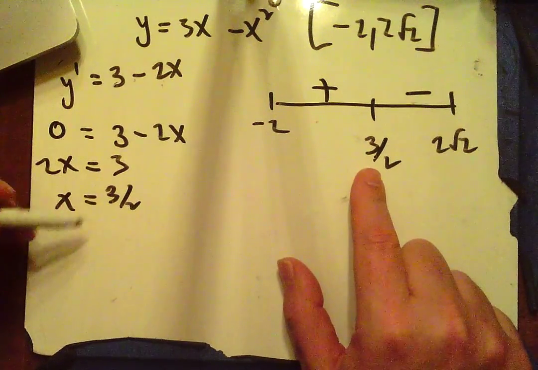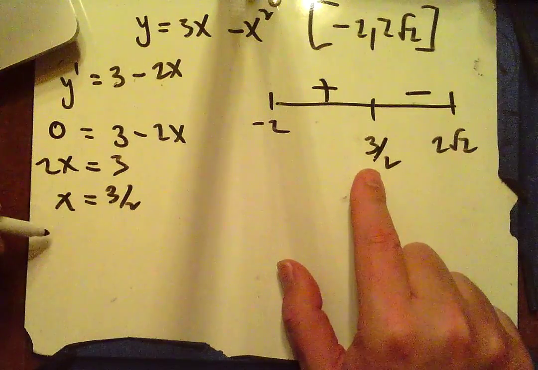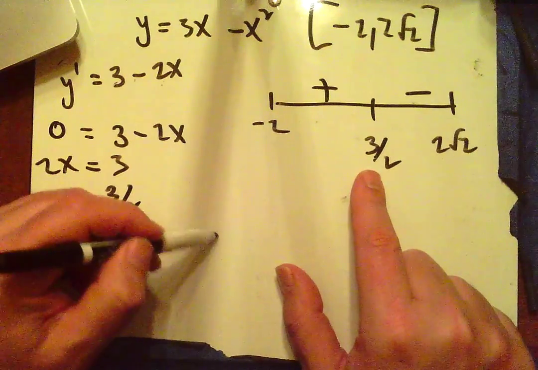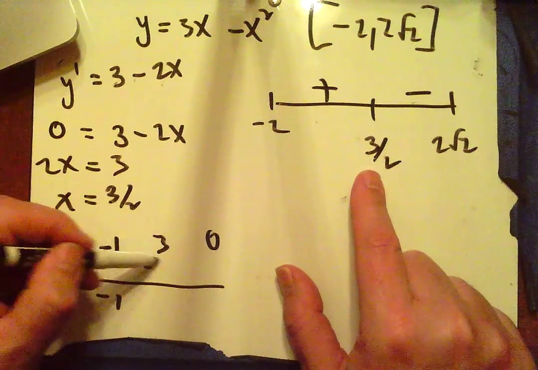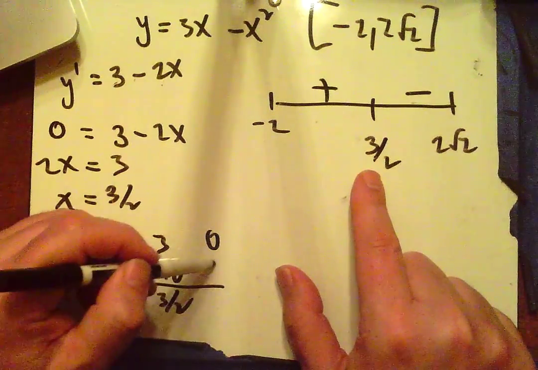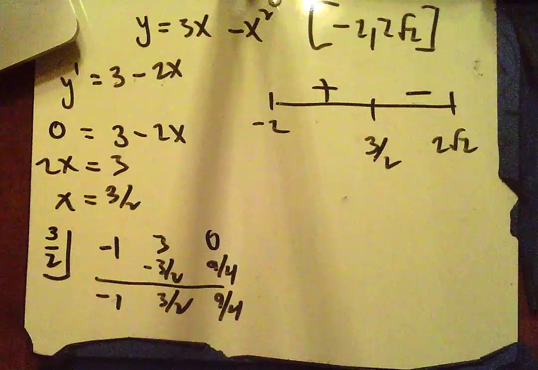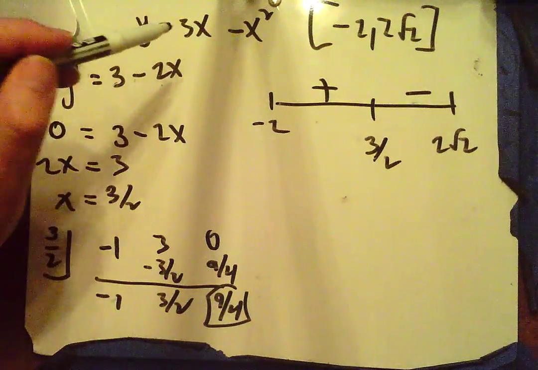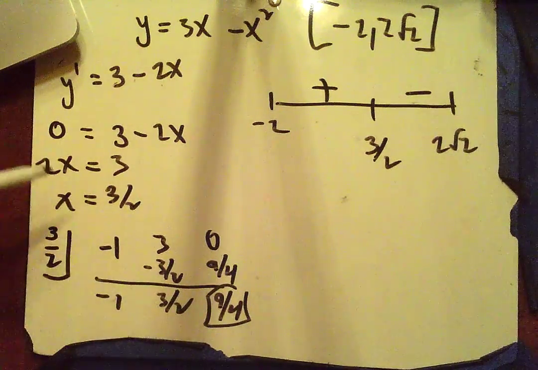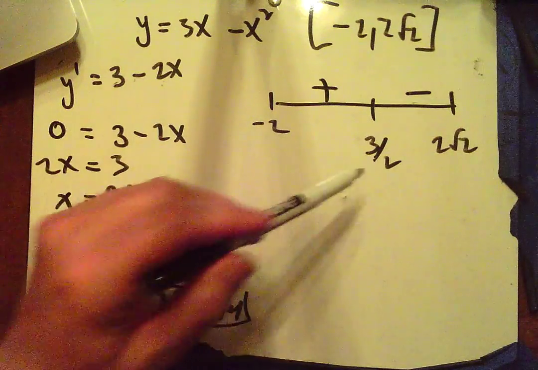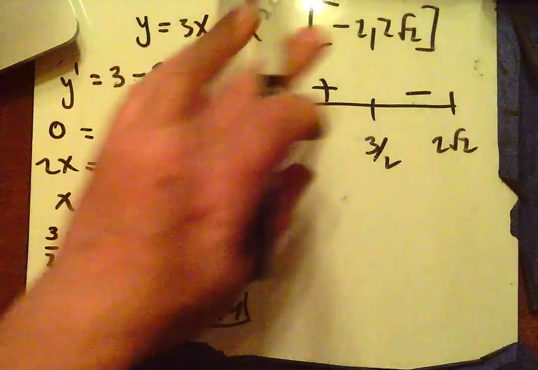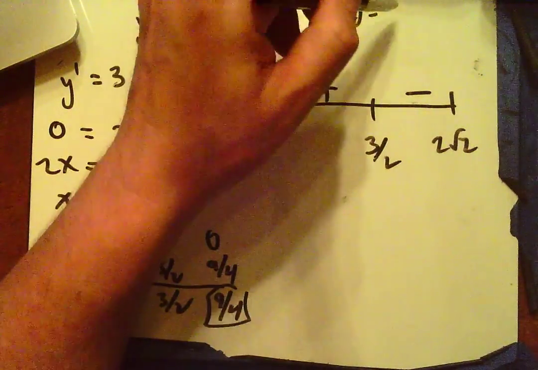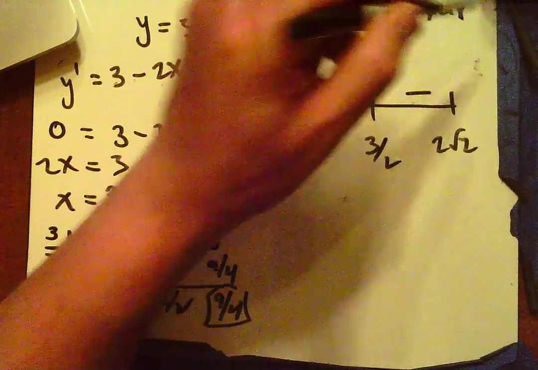What's the value of that max? Well, you know what I'm going to do? I'm going to use synthetic. Negative 1, 3, 0. Negative 1, negative 3 halves, 3 halves, 9 fourths. Okay, so I get a value of 9 fourths. You're, of course, welcome to plug the 3 halves in for all of the x's to find what the value of the function is here at 3 halves. And I'm going to say y of 3 halves equals 9 fourths, and we say that's max.